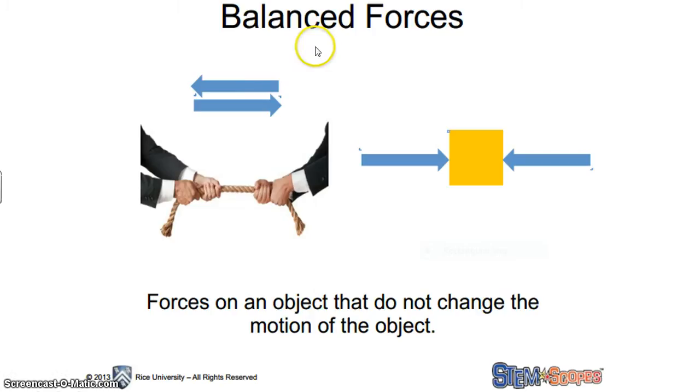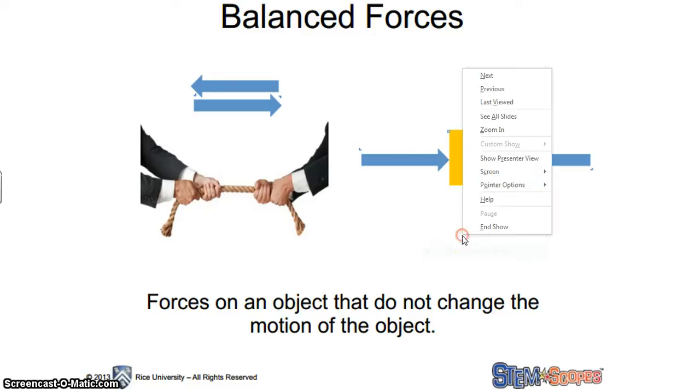The next term, I want you to skip a line after your last definition and write balanced forces and then underline it. Balanced forces are forces on an object that do not change the motion of the object. So in this case, we have two arrows. They're pointing in opposite directions, and I want you to note the width and the length of those arrows are equal, showing that they are balanced forces. They're working in opposite directions, so you're not going to have any motion here with this rope. In the box, again, you have arrows that are equal and opposite, so they are considered balanced forces.